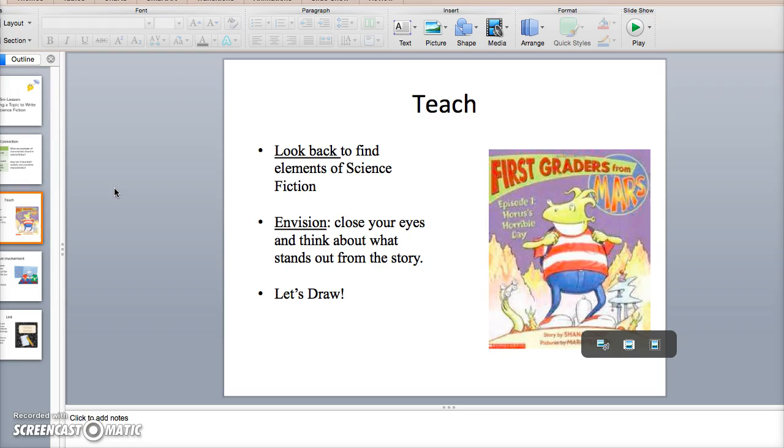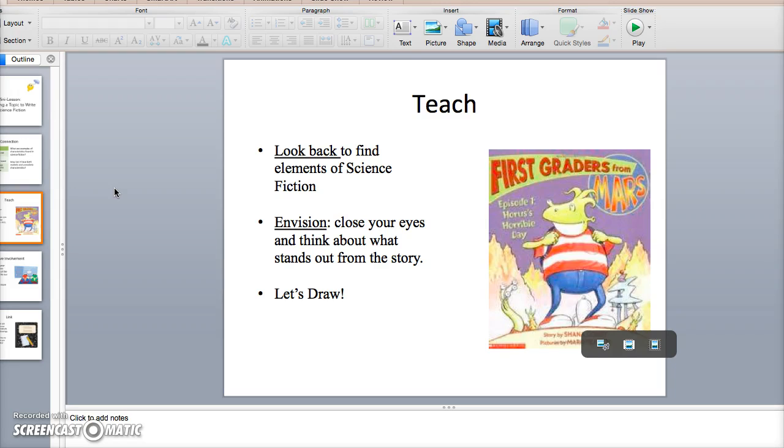So we're going to stop there, and we're going to look back in our text to find some of those elements of science fiction. So if I turn back to the first page, I can reread the first sentence, and it says, "It was a quiet day on Mars." So we can already see that one element of science fiction is that this book is based on Horace that is coming from Mars. It also says a volcano blew purple gas in the distance. So we can also tell that volcanoes don't really blow purple gas, and that could be also an element of science fiction.